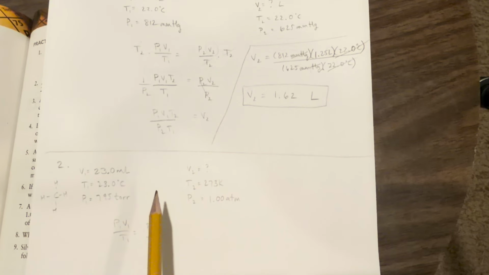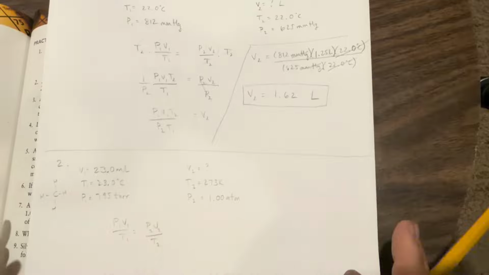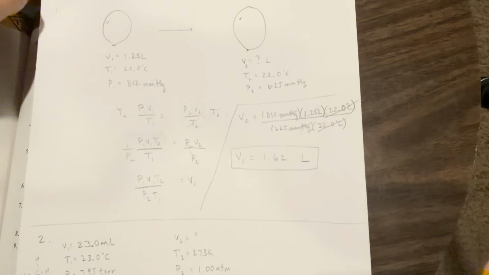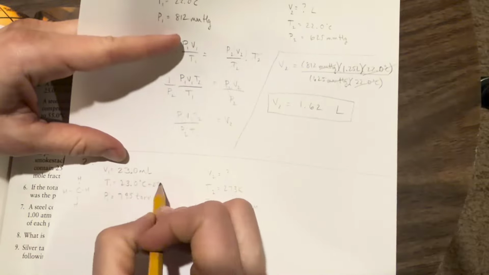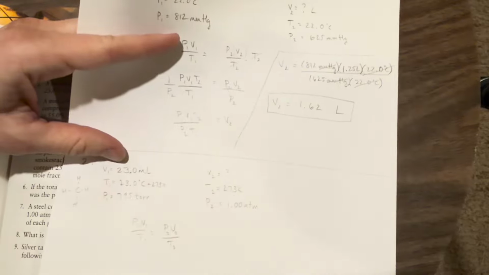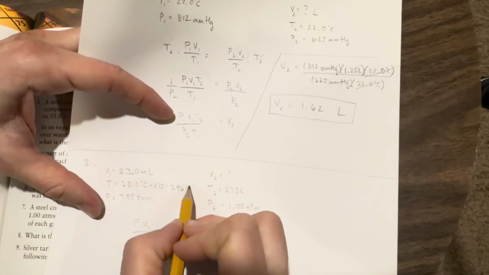combined gas law. But we also need to see that our units are not the same. We have Celsius here and Kelvin here, torr here, and atm here. So we need to convert T1 to Kelvin, and we do that by adding 273. So we will get, let's see, 296 Kelvin.